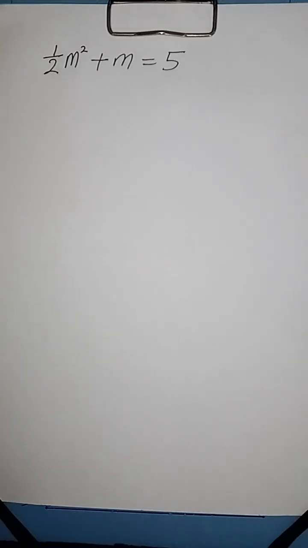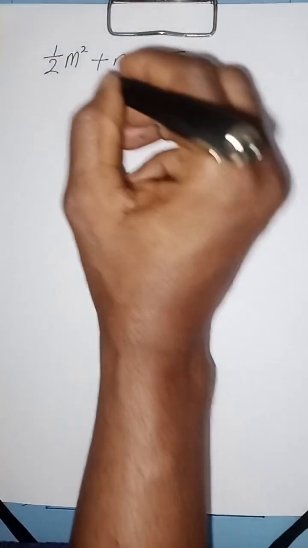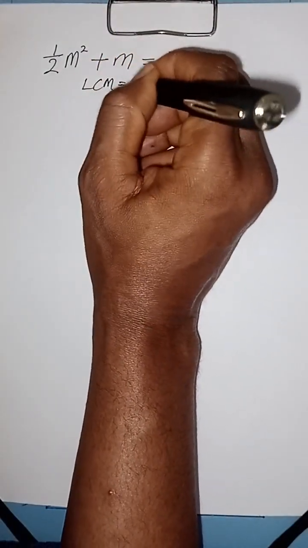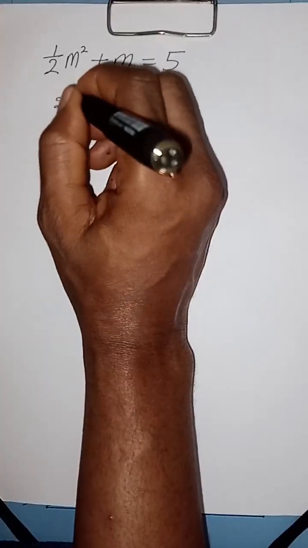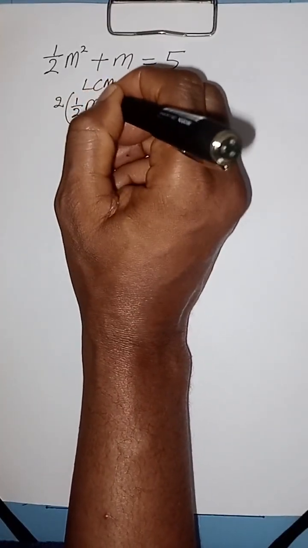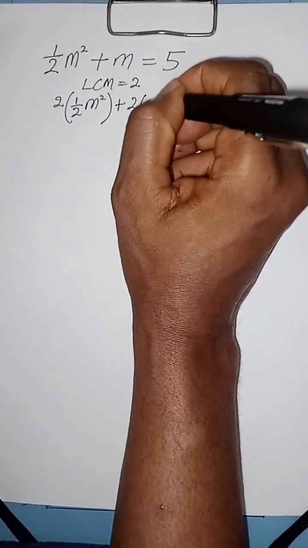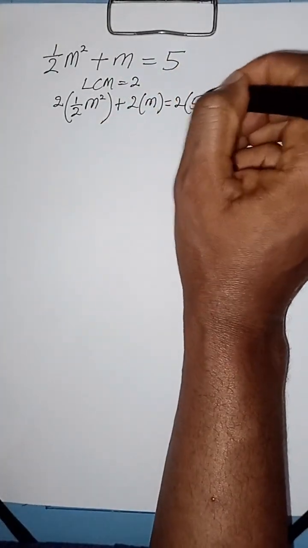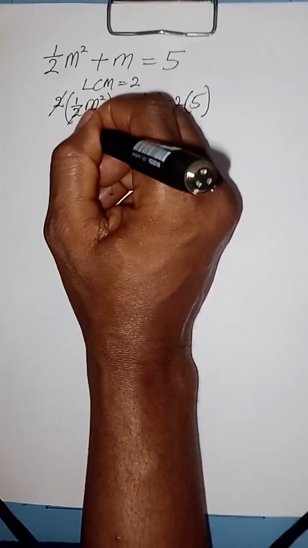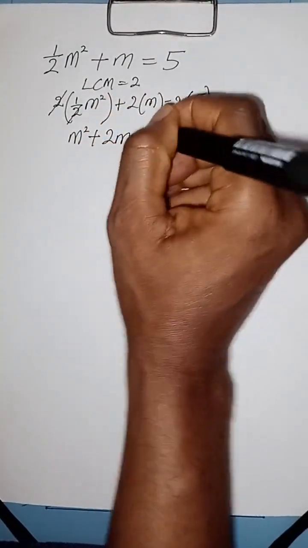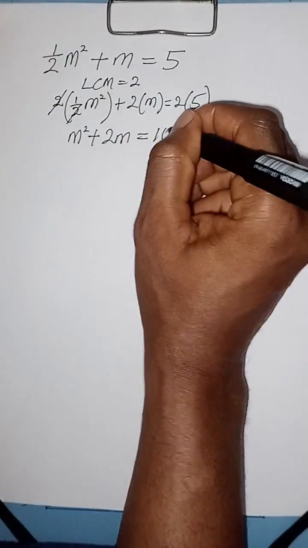Now you have a quadratic equation, m squared over 2 plus m equal to 5. When you see a question like this, what's the first thing you do? Well, the first thing you do is to think of how to eliminate the fraction. To do that, we know that the LCM is 2, so we'll multiply each term by the LCM. If you do that, you're going to have m squared plus 2 multiplied by m equals 2 multiplied by 5. So this 2 will cancel out, and you're left with m squared plus 2m equal to 10.